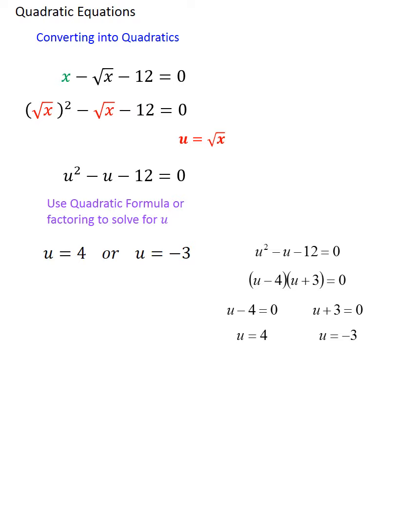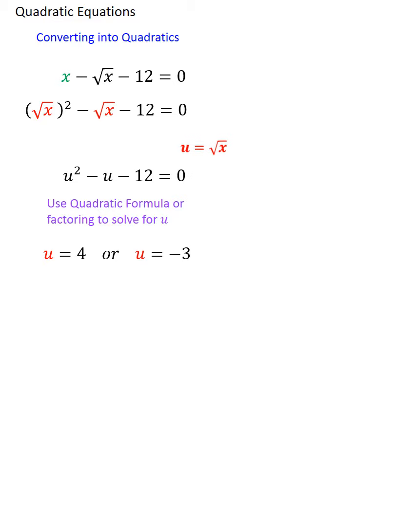But let's not forget that it isn't u that we're solving for. In fact, there's no u in the original problem. So what I need to do is replace both of these u's with that thing which they were replacements for in the first place. And remember, since u represented radical x, then both of these u's should turn back into radical x's.